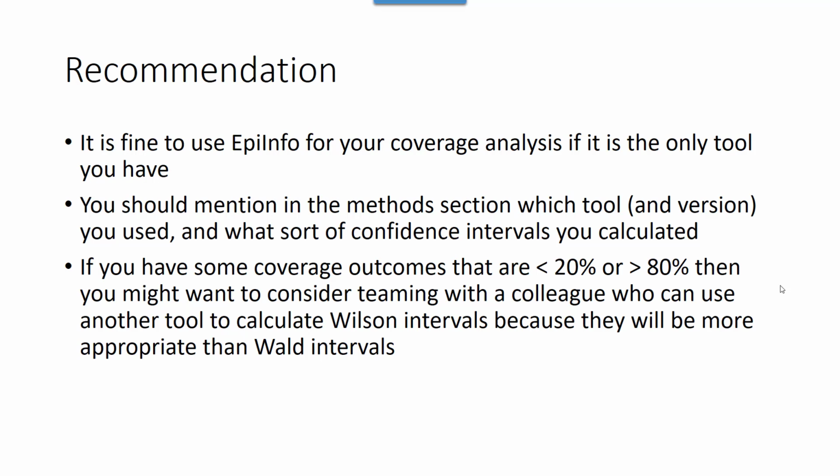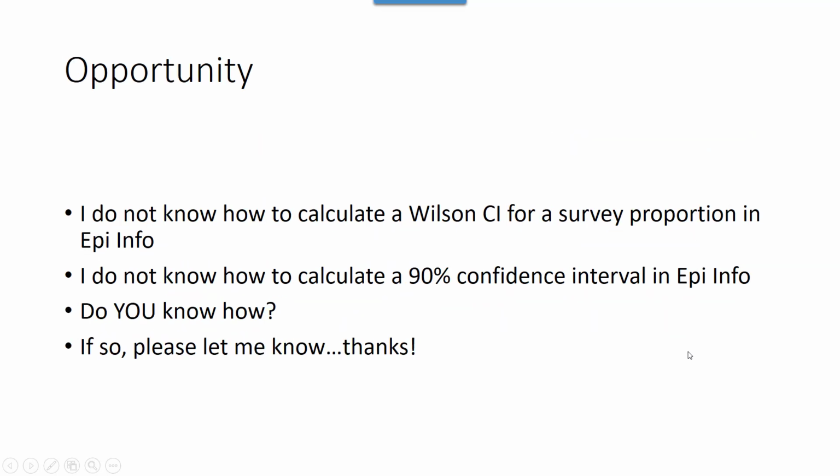Now, if you do a coverage survey and you use EpiInfo and you find some coverage outcomes that are very low, say below 20%, or very high, above 80%, then I recommend that you team up with a colleague who has access and skills to use Stata or SPSS or R in order to calculate the Wilson intervals, because they will be more appropriate than the Wald intervals. But it's also fine if all you can do is the Wald and you report what you did, then that will be okay as well.